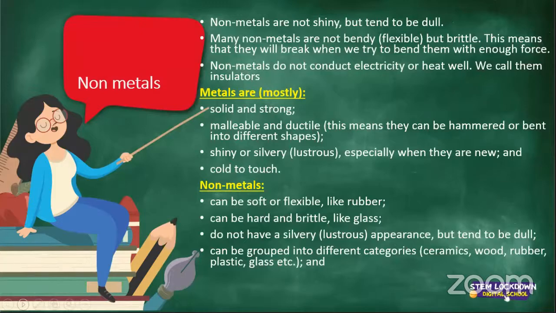In the test, they can ask you to name 5 different groups of non-metals. What would you say? Does anybody want to tell me? Okay, so non-metals basically are wood, rubber, plastic, and glass.